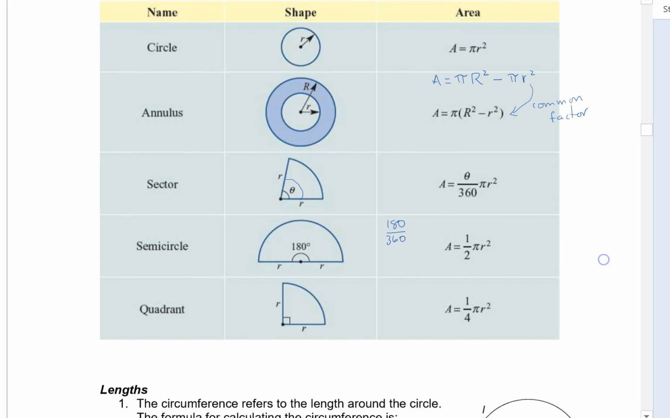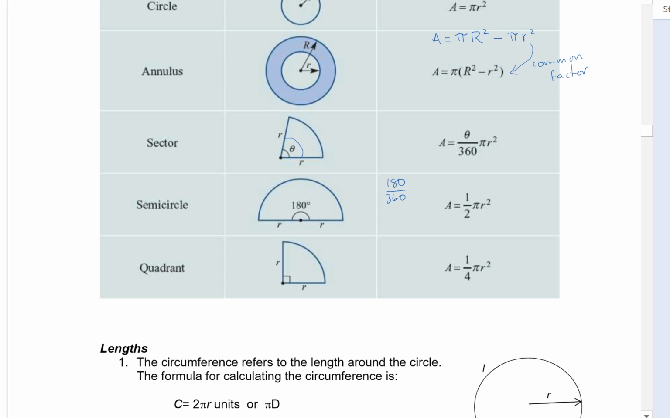Then you will have also a quadrant where your angle at the centre is now 90 degrees and 90 out of 360. Again, take your calculator and actually put that on your calculator and press equals. You'll see it simplifies to a quarter.